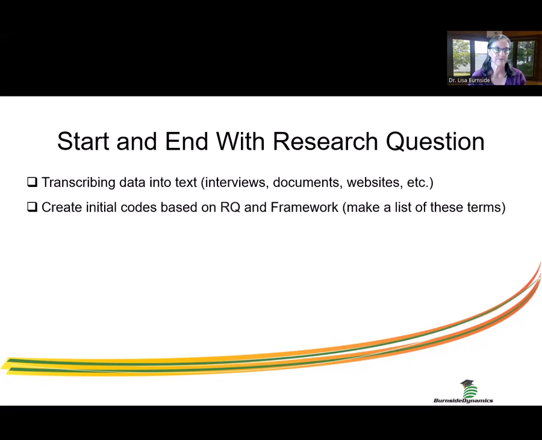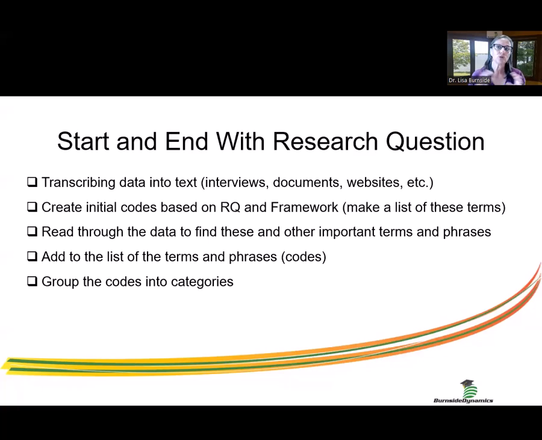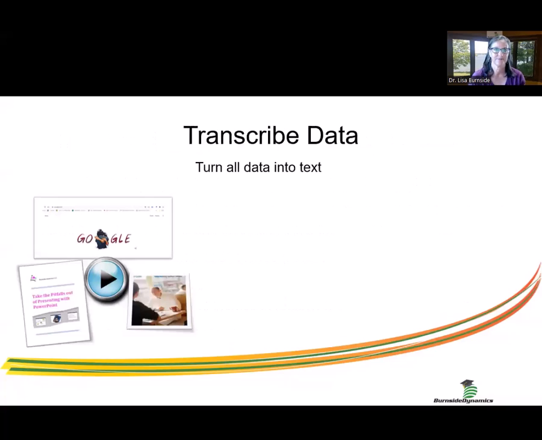So once it's transcribed, then we are going to create some initial codes based on that research question and the framework, and we'll make a list of those terms. We'll read through the data to find these terms and other important terms and phrases, which will become our codes. We'll add those to our list, and then we will group all of those codes into categories that will make sense. Then we'll take all those categories, group them, and that will create our themes in relation to our research question. And then the last step that we'll do in this analysis is to define the themes to tell the story.